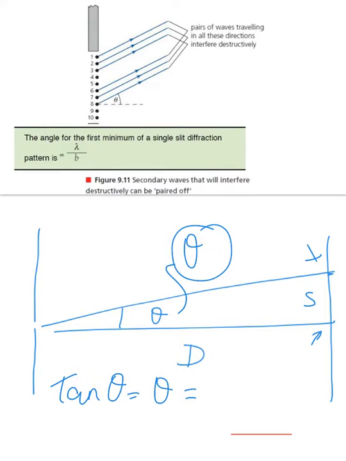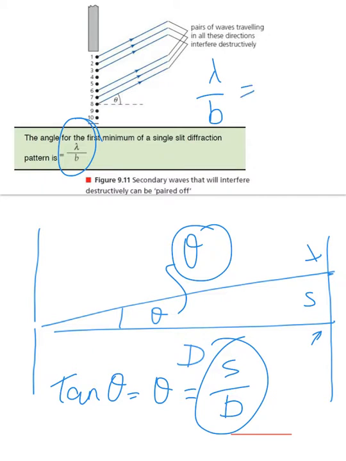It's because it's so small, and we are dealing with radians, remember, equals S over D. So this could be placed in addition with that. So you could end up with lambda over b equals S over capital D. Now that's not in the data booklet either, but it's also very common.